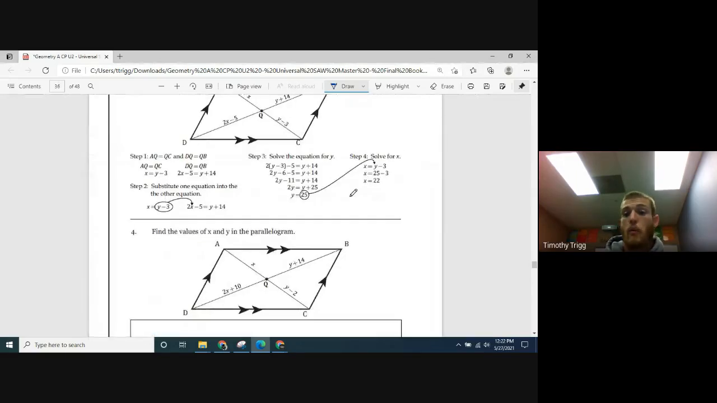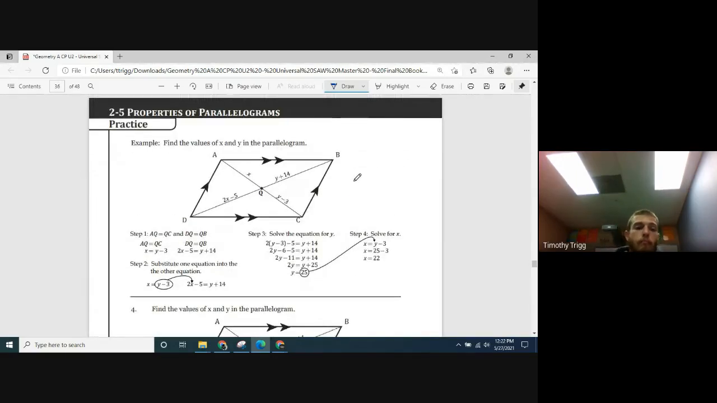Okay, we're almost done. Just a couple more pages. Let's take a look at this next one. Here, what you want to know is that when you connect the opposite corners of a parallelogram, those lines that you created actually cut each other in half. So, for example, that would mean that x in this case is the same length as y minus 3. Or in other words, AQ is the same as CQ. AQ will be congruent to CQ.